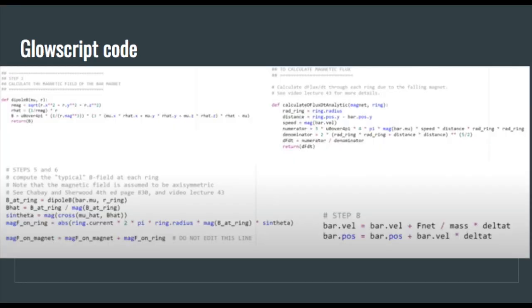open space. Here is some of my GlowScript Python code where I included all of the data that I recorded and then basically ran Faraday's law in order to see what was going on inside of the bar.